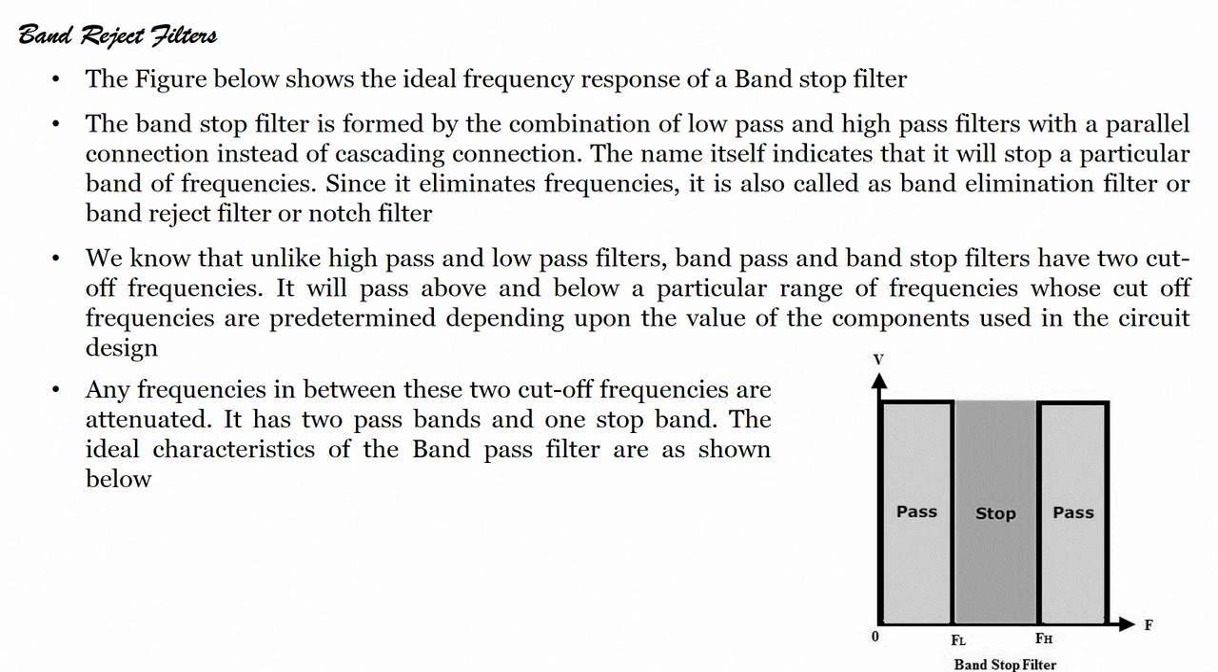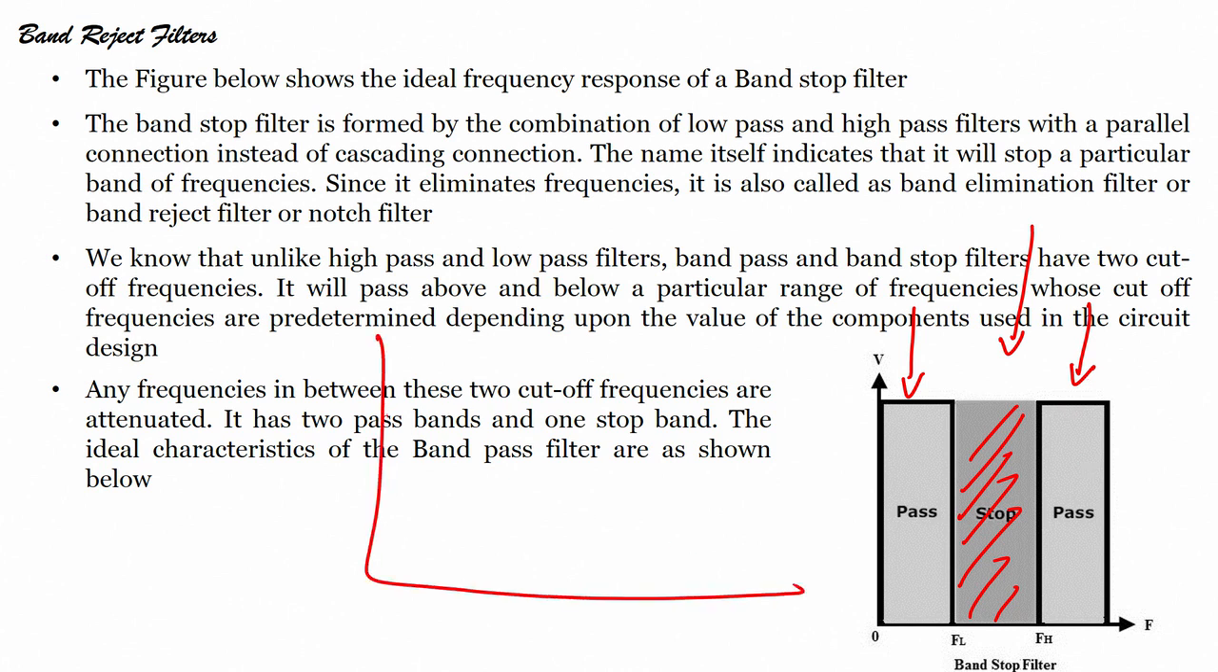Now, once we have seen how band pass filters can be designed, let us see how band stop filters can be designed and what band stop filters, or band reject filters, are. If you see the plot, this is the stop band, and these are the pass bands. This is ideal, in actual you will get something like this.